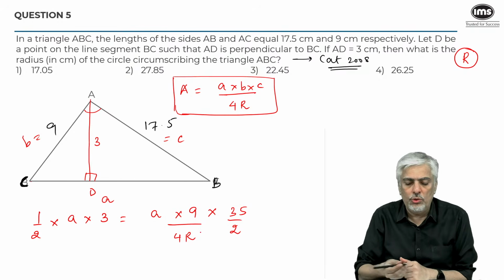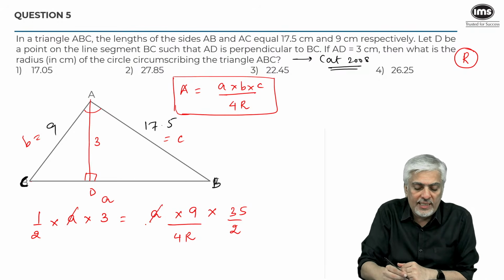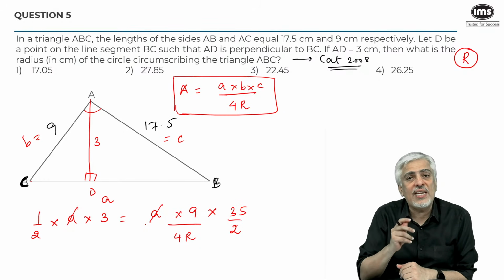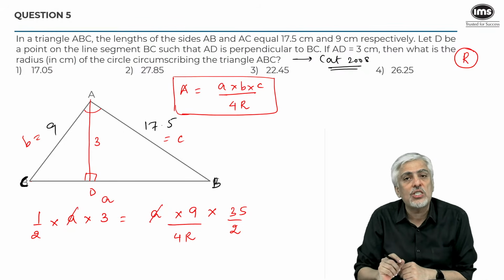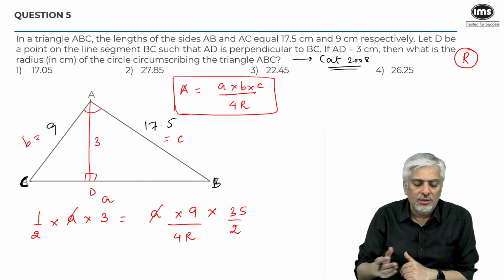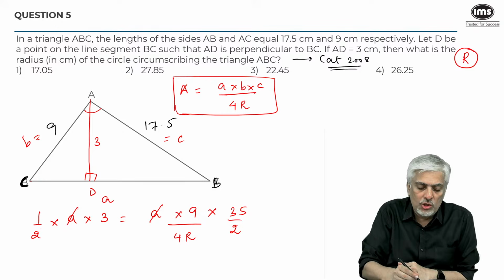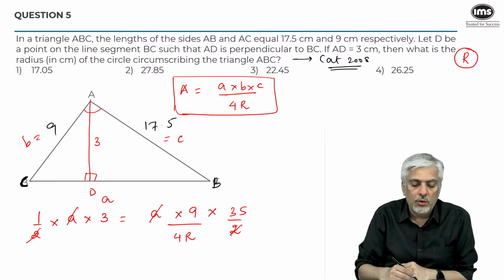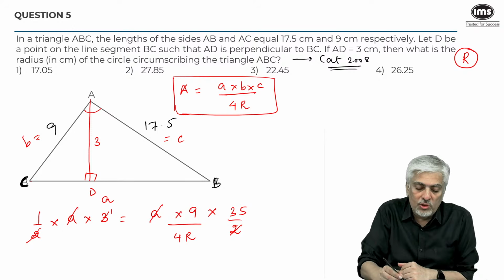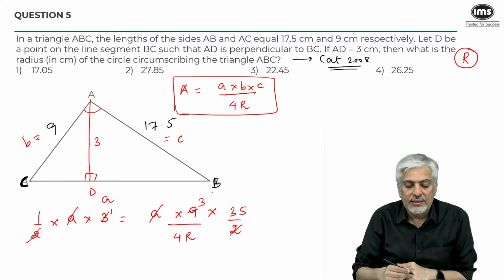Solve everything out to get A will cut out. The best part in this question is that even though A was not given, without that the question can be solved. So A cuts out. Just solve everything else carefully. This 2 and this 2 cut out. 3 ones are 3, threes are cut out. Nothing else is cutting out.